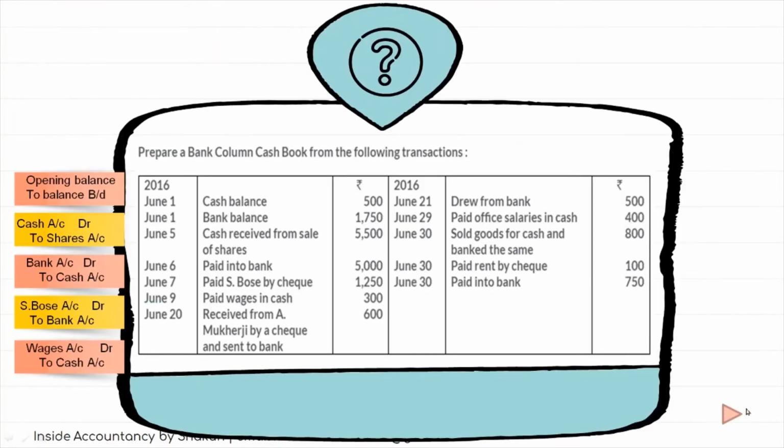Moving back to the question, the next transaction is received from A. Mukherjee by a check and sent to bank. So you received a check from A. Mukherjee and you sent it to the bank on the same day. That means the bank is receiving the check.